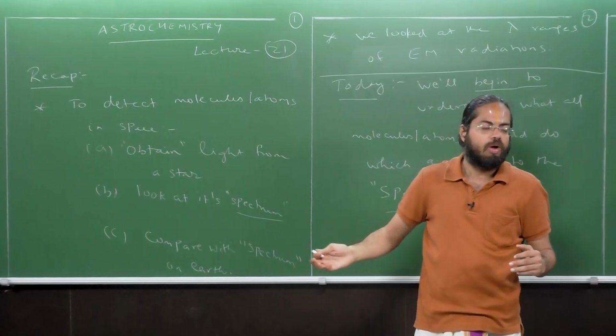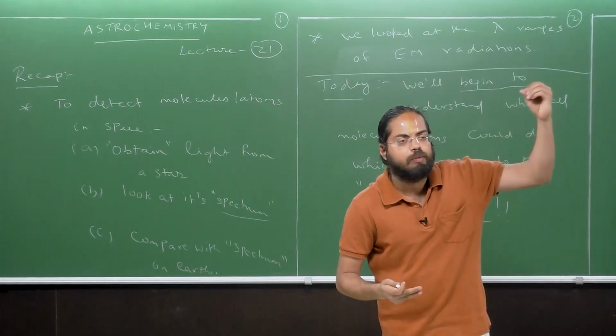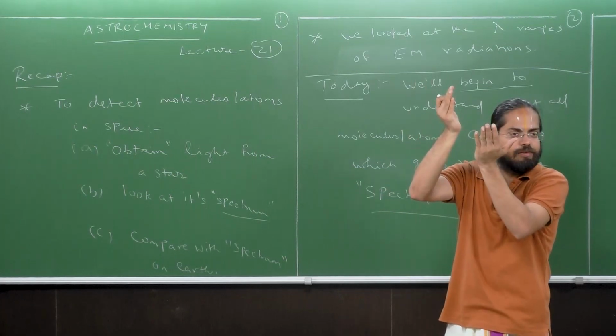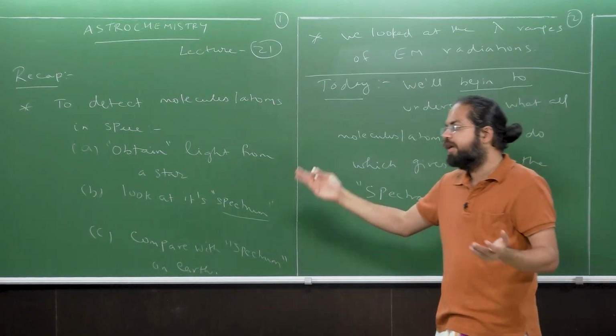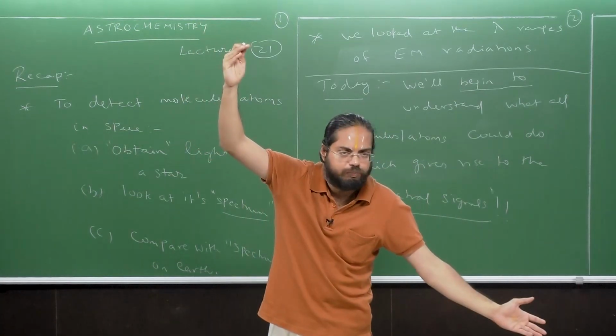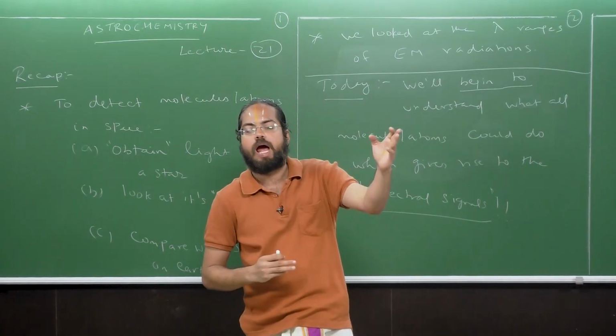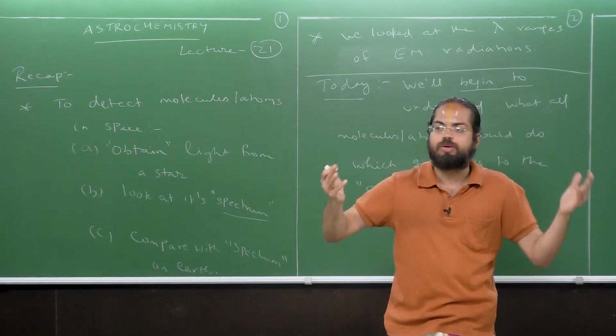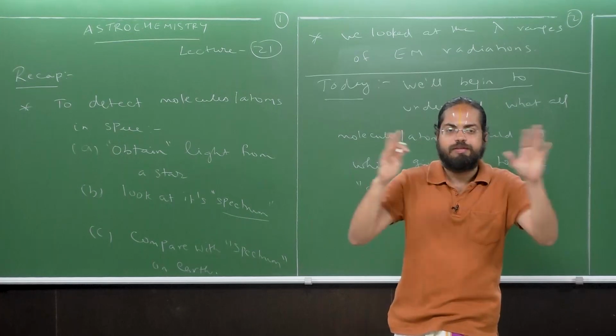All right. So we obtain light from a star and then we look at its spectrum and compare it with the spectrum of known species available on Earth. And then once we make a comparison, if the spectra match, we understand that what is present in that celestial object is the same species that is present on Earth. And that's how we happen to know that the sun consists of the same elements present on Earth. All right. So this was the brief overview.